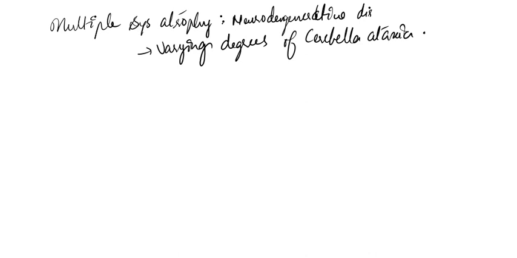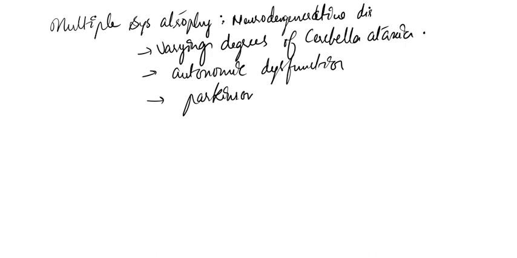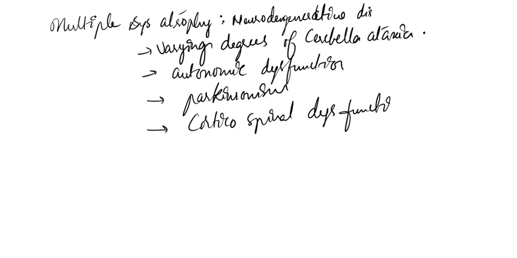Please remember, varying degrees of cerebellar ataxia, as well as a presentation of autonomic dysfunction. Autonomic dysfunction is also present in some conditions. Please revise it. As well as there will be a Parkinsonism-like condition, and you also observe corticospinal dysfunction. In all these, you should remember this third point: Parkinsonism-like condition is also seen. That is what is defined as multiple system atrophy.